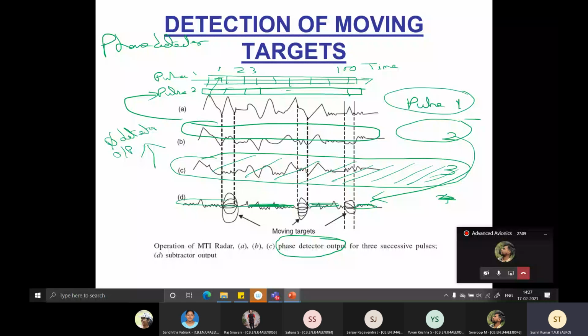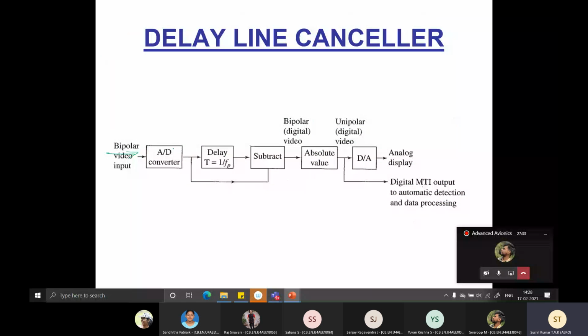This is called a delay line canceller because it delays by 1 PRF. So what you're going to do is you have this input coming in, which is analog in nature, and you feed it into an ADC. One gets stored into a memory location called a delay line, and the other one goes directly, and then you subtract these two signals. You'll get a waveform something like this.